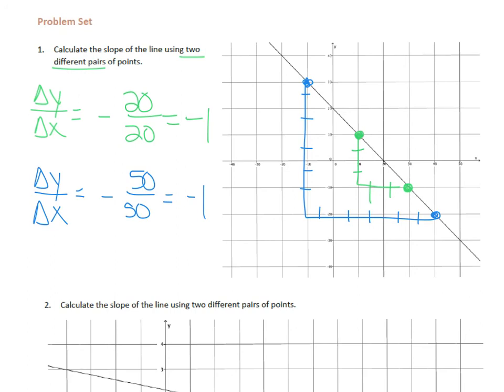I expected to get the same number, but that's what we're showing on all these problems, is that it doesn't matter which 2 points you choose, because these 2 triangles are similar, you get the same slope.